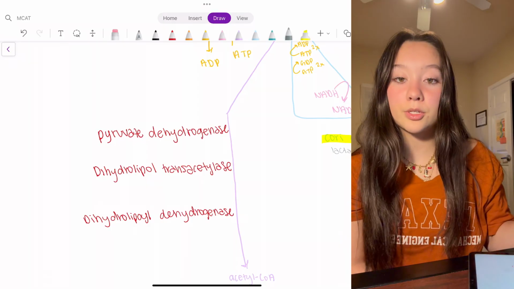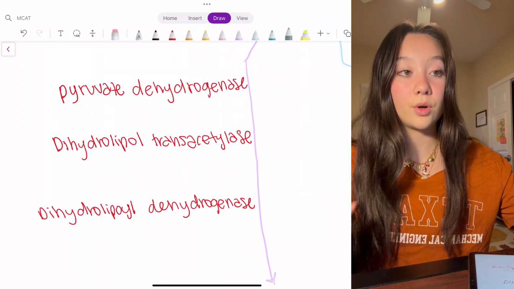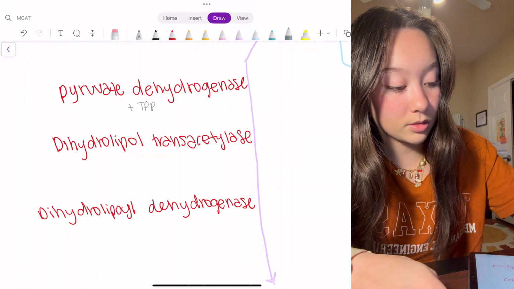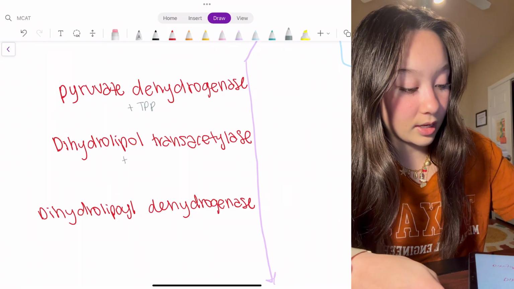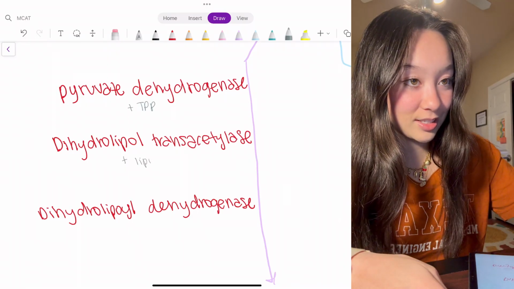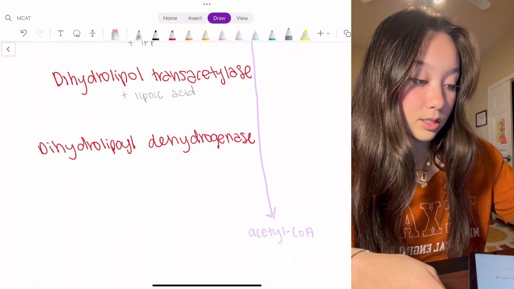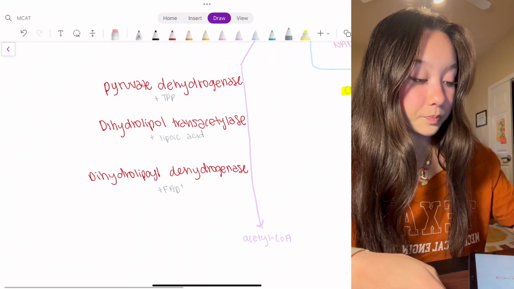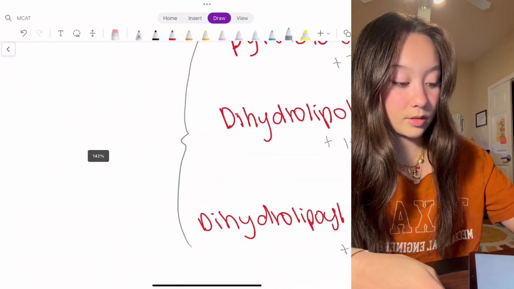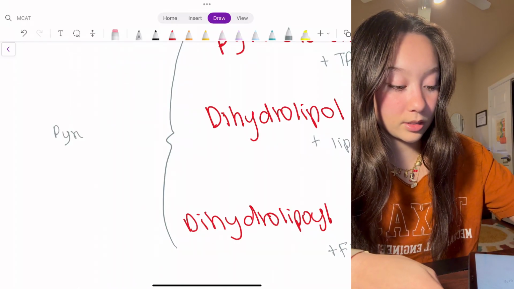And something special about these 3 enzymes is that they all use a cofactor. So for pyruvate dehydrogenase, it needs TPP to function. For dihydrolipoyl transacetylase, it needs lactic acid. And for dihydrolipoyl dehydrogenase, it needs FAD. Now, this entire complex here is also called the pyruvate dehydrogenase complex.